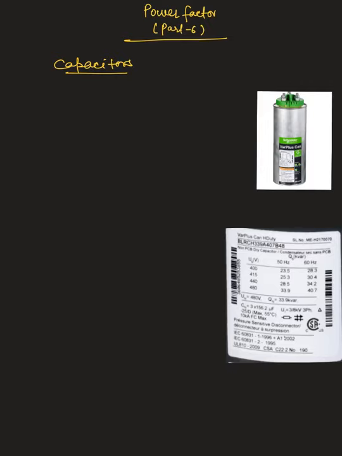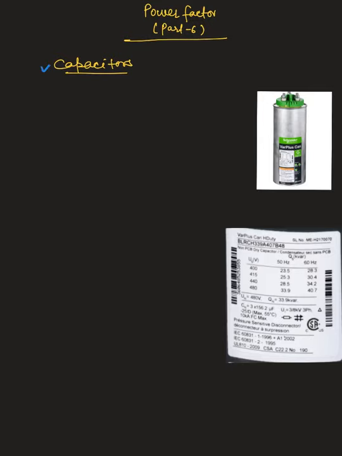Today we are going to talk about part 6 of the power factor series. In part 5 we learned about the APFC panel and different components in the APFC panel. Today we are going to see the basic component of the APFC panel, that is the capacitor.